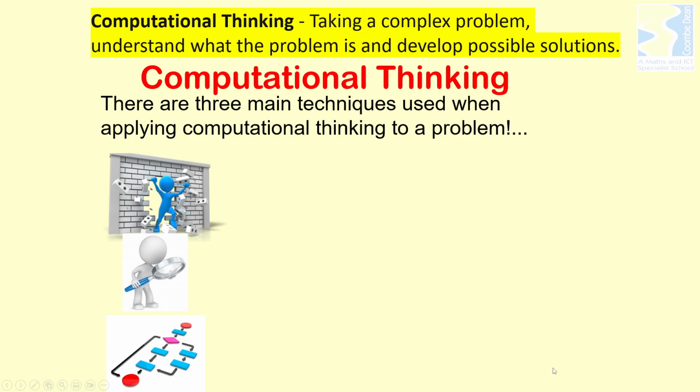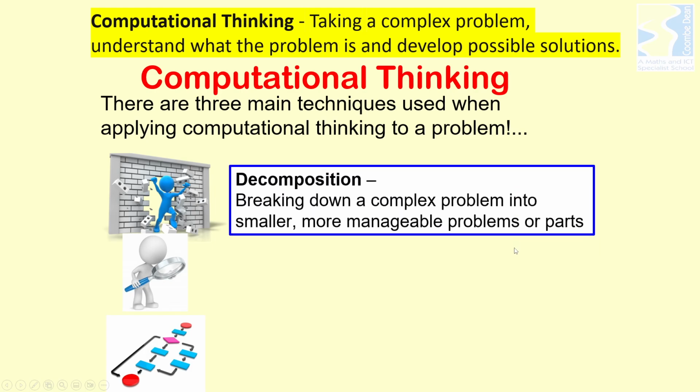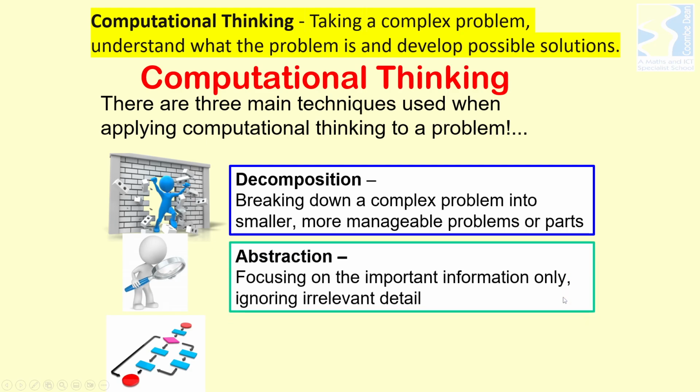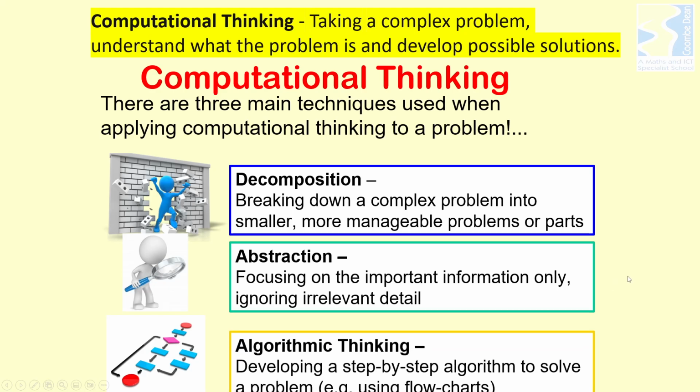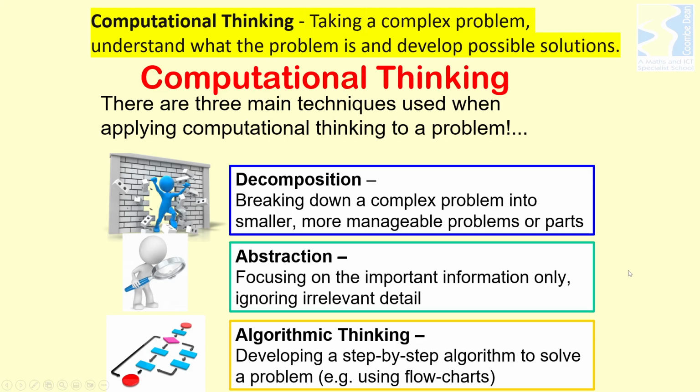There are three main techniques that you need to know about to apply computational thinking to a problem for GCSE. There is decomposition, which is breaking a problem down into smaller, more manageable parts, particularly if it's a complex problem. Abstraction, focusing on the important information only and then ignoring the irrelevant detail. And then algorithmic thinking, coming up with a solution, a step-by-step algorithm to solve the problem.